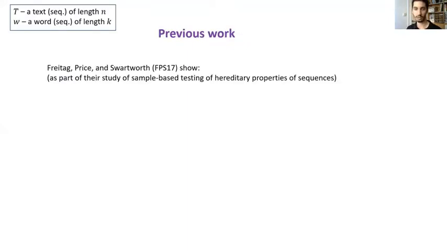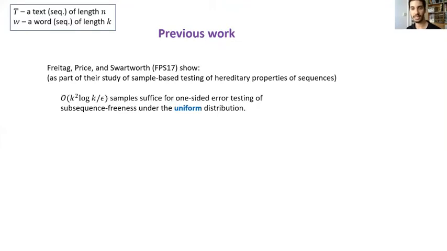About previous work, Freitag et al. showed that K squared log K over epsilon samples suffice for testing subsequence freeness under the uniform distribution in the one-sided error testing model. And this raises some natural questions. First, can we do better? And second, can we generalize to other distributions? And I'll try to answer these questions during this talk.